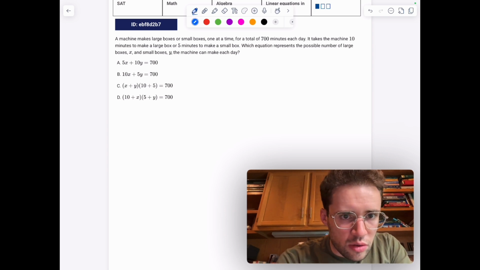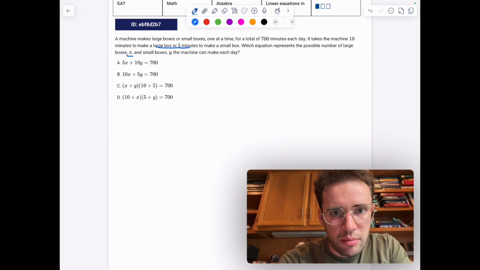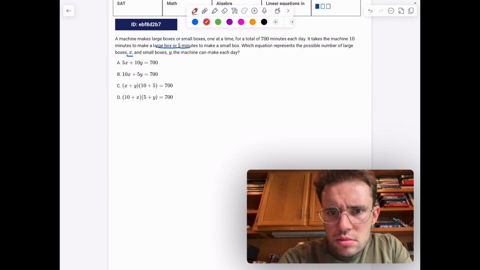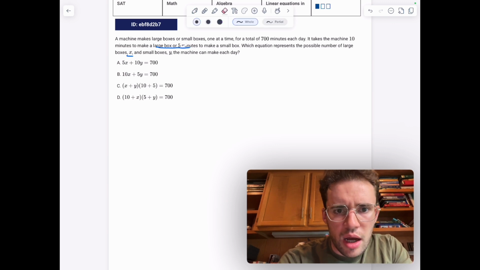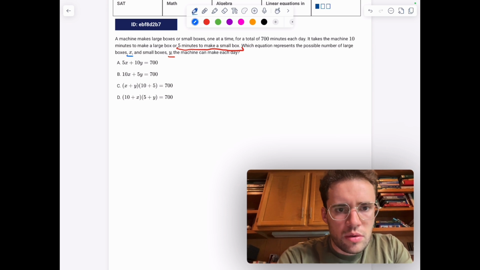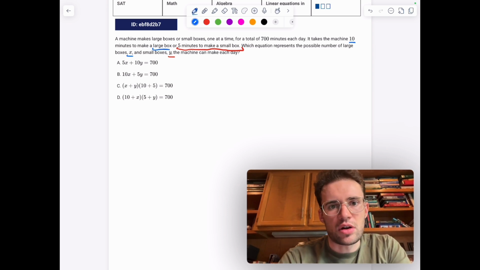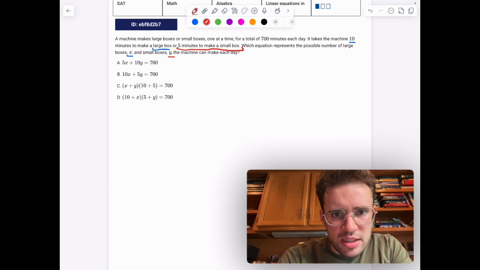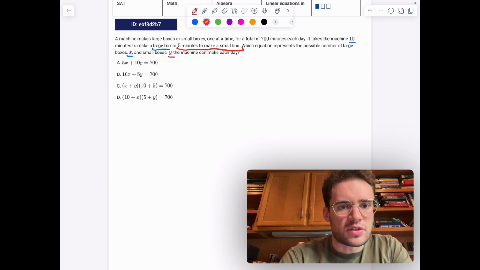All right, so I'm just going to do the large boxes. It takes 5 minutes, and the large boxes are x. It's the number of large boxes. And, oh no, I just messed that up. The 5 goes with the small boxes, or 5 minutes go. So there we go. Large boxes take 10 minutes, and the x is the number of large boxes. The small boxes take 5 minutes, and y is the number of small boxes.